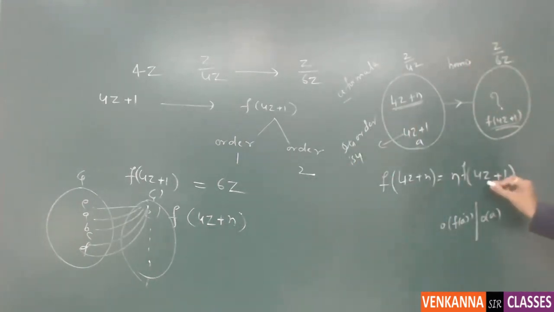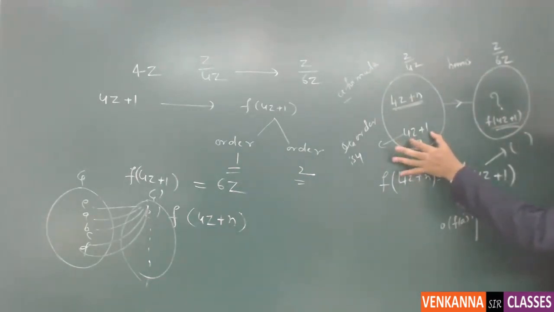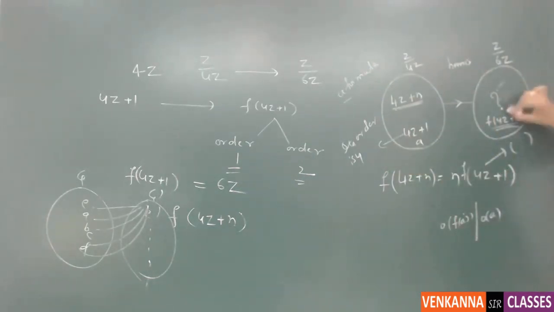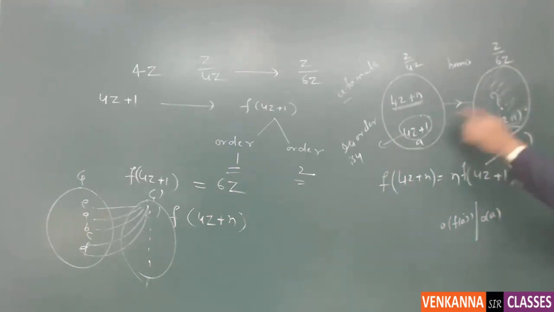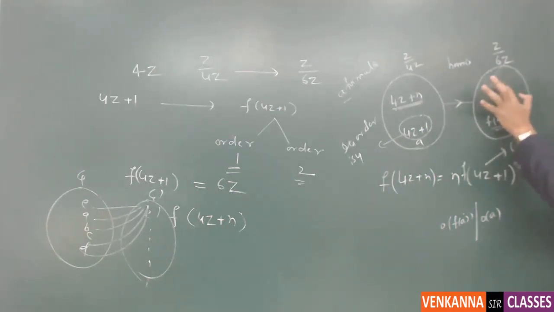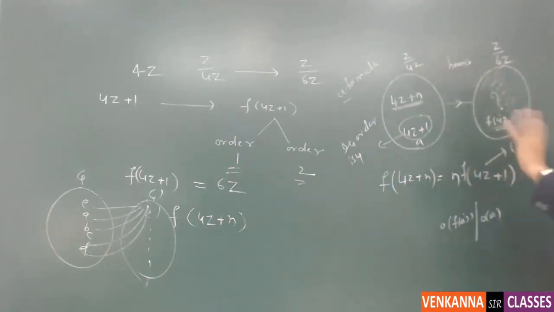So you can say that the value of f of 4z plus 1 is something such that this something's order must be either 1 or 2. In other words, you can pair 4z plus 1 to any value in the codomain. But whatever value you are pairing here, this element must have order either 1 or 2. That is the whole idea behind it.